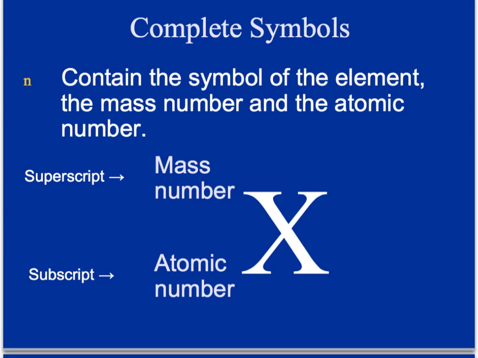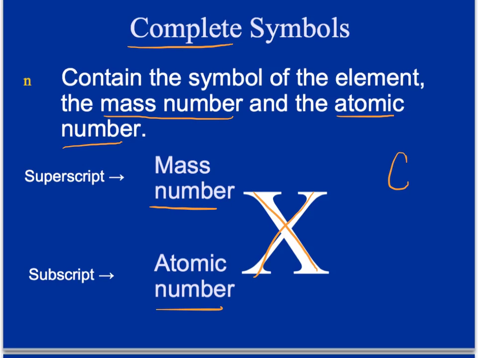Sometimes I'm going to ask you to write the symbol for a specific element, and when we talk about writing the complete symbol, pay attention to this word here, the complete symbol of an element includes the mass number and the atomic number. So for example, here's our symbol X. I'd want to include the atomic number at the bottom and the mass number at the top. Let me give you an example.